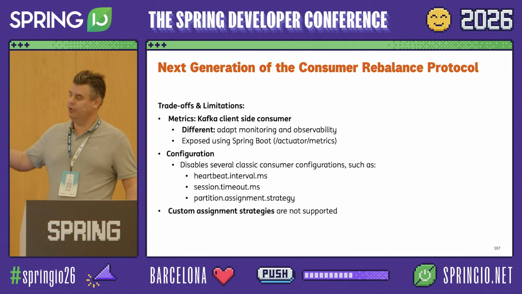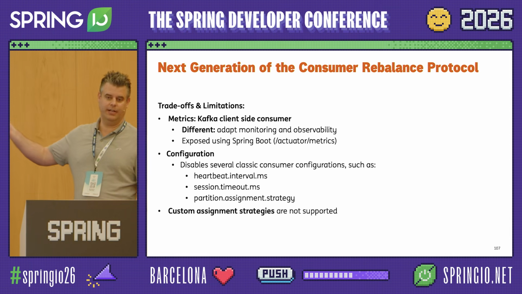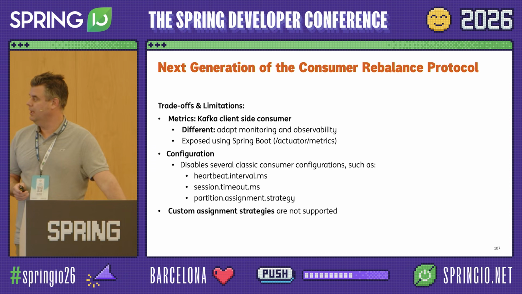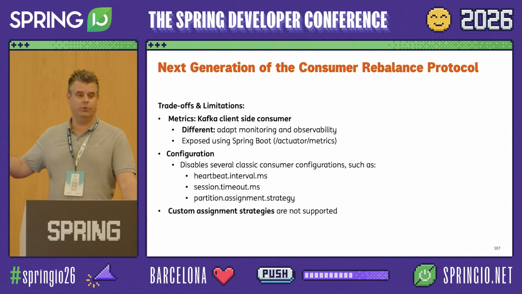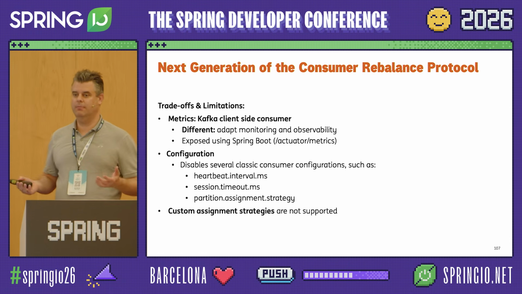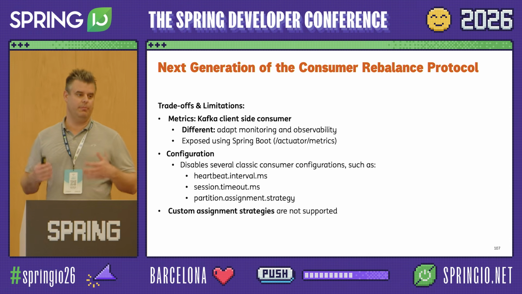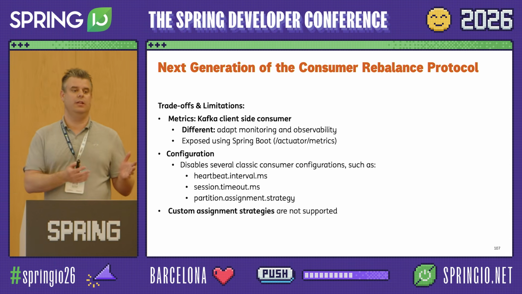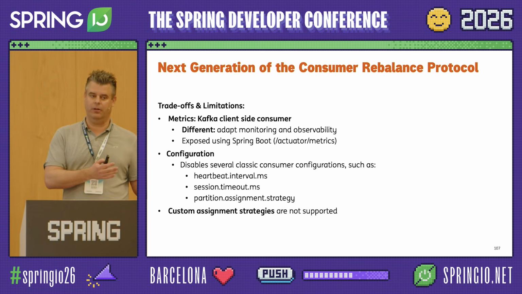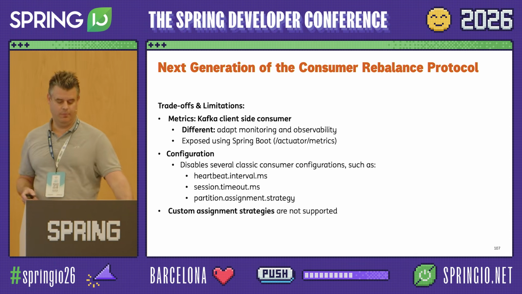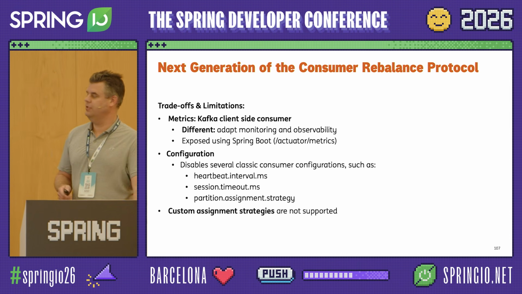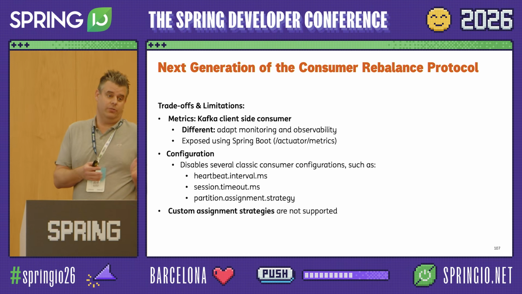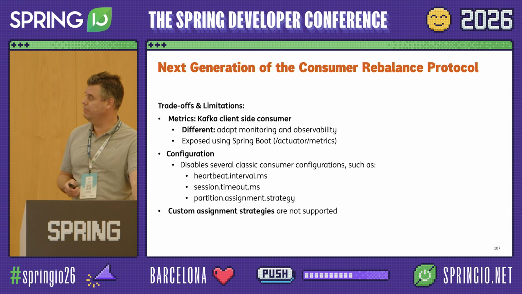And like I mentioned, a couple of the properties are now moved into the broker, so you cannot specify them on the client side anymore. And one of the most important ones, if you're using a custom assignment strategy that you implemented yourself because your use case requires that, that's something you cannot use anymore, because the assignment is completely done on the broker side. So be aware of that, that you first have to get rid of that before you can leverage it, or decide to stay with the old protocol.